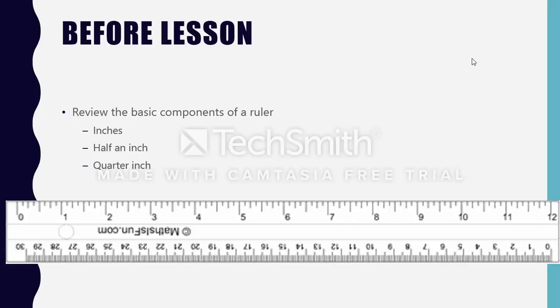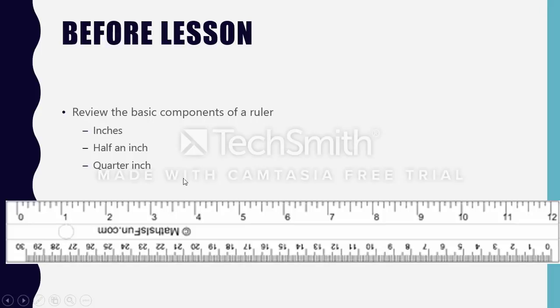So before this lesson begins, I'd like to review with my students the basic components of a ruler, because that's going to be a key aspect in this lesson today. A ruler, as most of the students should know, is 12 inches long. Now, a disclaimer about this video is that the rulers shown are not going to be exactly to scale, but we're going to use the distances just as a visual representation of what the actual measurements would be. So just a disclaimer that they're not going to be exactly correct.